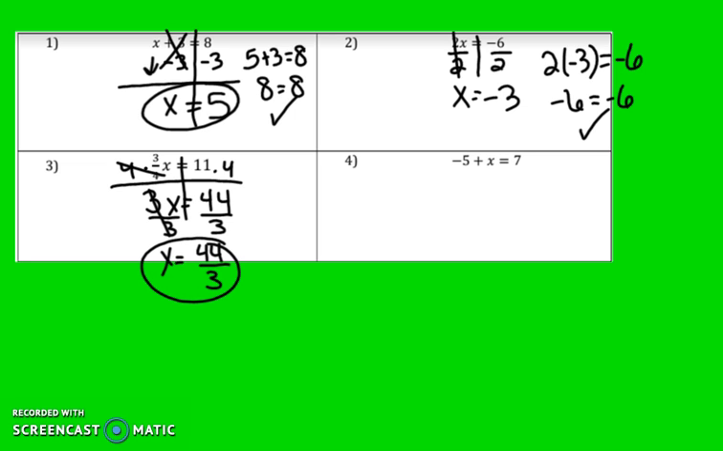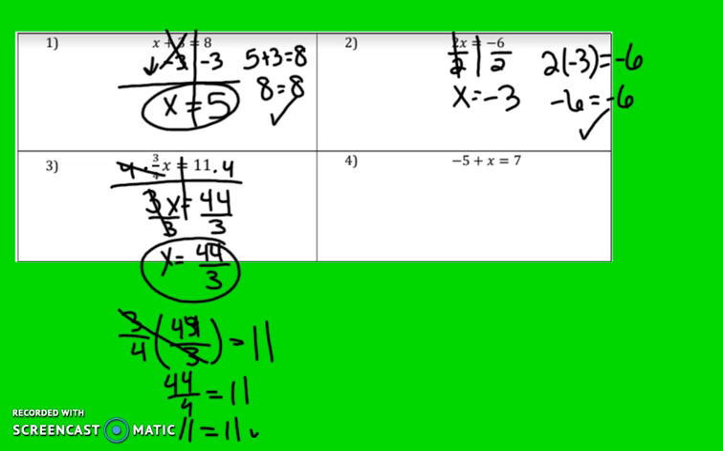And again, always keep in mind we want reduced fractions, simplest form. So if you're not sure if 44 over 3 is in simplest form, plug it back into your calculator and double check. Now, to check ourselves, 3 over 4 times 44 over 3 equals 11. Those 3s cancel, leaving me 44 over 4 equals 11, and 11 equals 11. So we are good. And you can type that right into your calculator to check if you don't feel like doing it by hand.